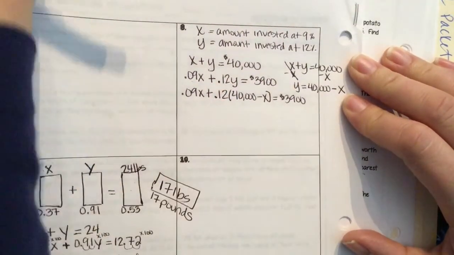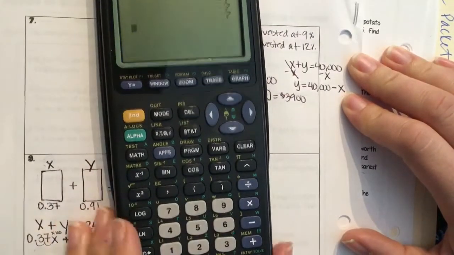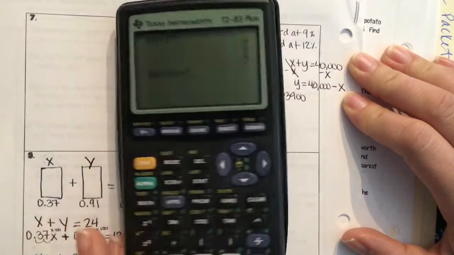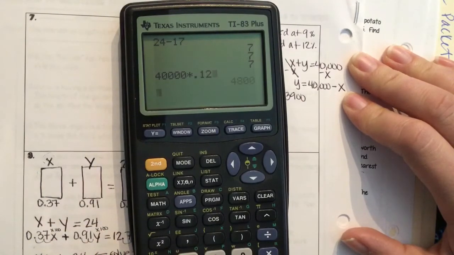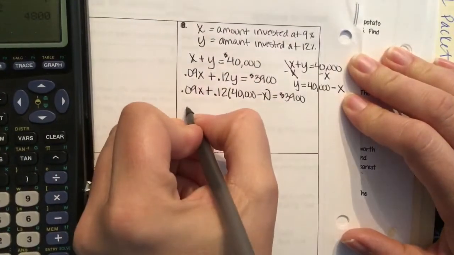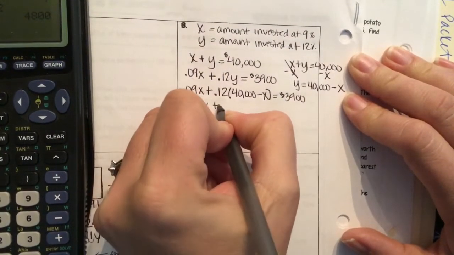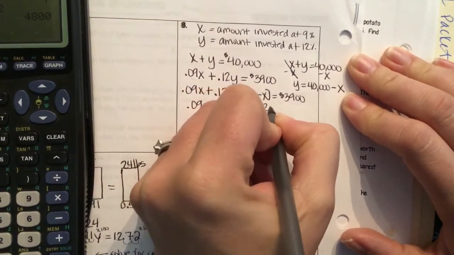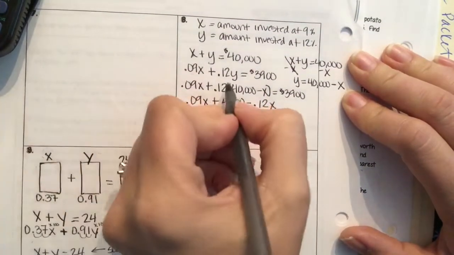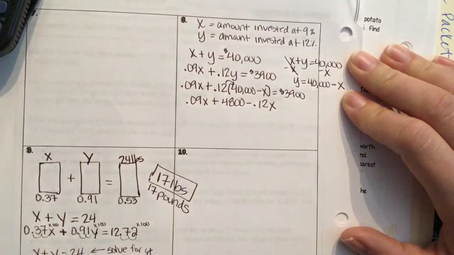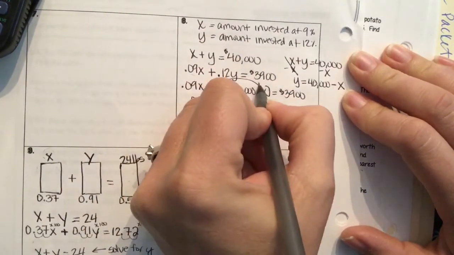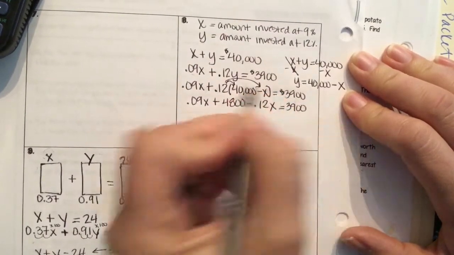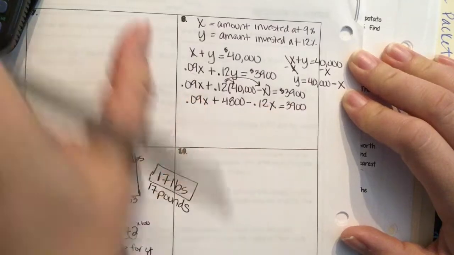Now, I'm going to go ahead and use the calculator for this, since I'm not timesing everything by 100. You could, but I'm just not going to on this one because I did it on the mixture problem. That's 4,800. So I've got 0.09x plus 4,800 minus 0.12x. If you're wondering how I did that, I just did 0.12 times 40,000 on my calculator and then did 0.12 times x, which is negative 0.12x, equals 3,900. So now I have my two like terms here. I'm going to go ahead and combine those.